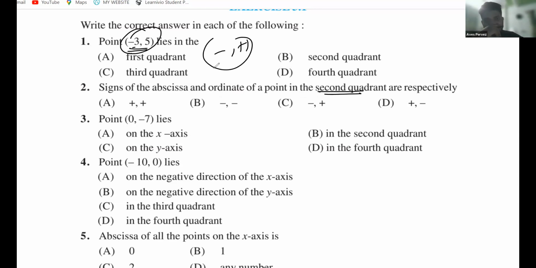What's the answer of the third one? Question number 3. Okay. One of the coordinates is 0, so it is not going to lie in any quadrant. It will lie on the x-axis or y-axis. So on which is it going to lie? Y-axis. Yes, it will lie on the y-axis, because the y coordinate is given and x is 0. Okay. Yes, question number 4.